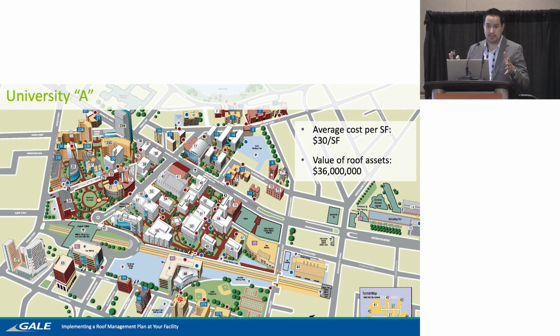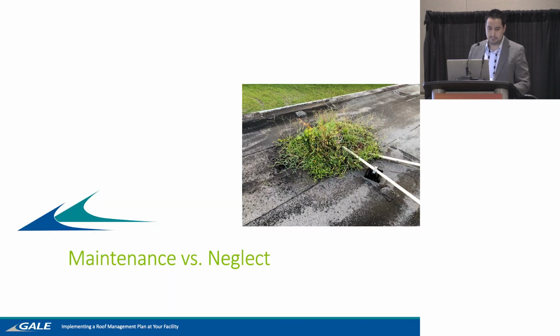That's what you guys are in charge of, $36 million. So how do you maintain that? How are you supposed to keep your eye on that all-encompassing roof area so that it doesn't come crashing down all at once?